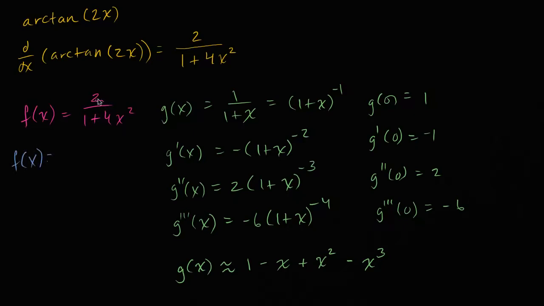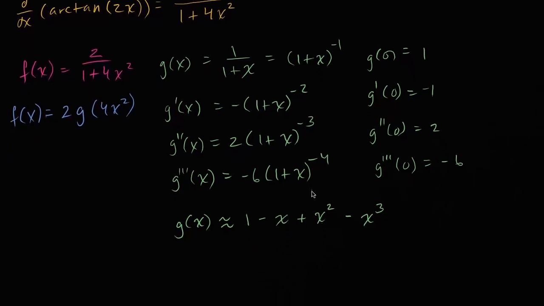Notice, f of x is 2 times g of 4x squared. Replace your x's with the 4x squared. You're going to have 1 over 1 plus 4x squared. And then you multiply that whole thing times 2, you get this thing right over here. And so, if f of x is equal to that, then f of x's power series representation is just going to be taking this power series, or at least the first 4 terms of it, and replacing the x's with 4x squared, and then multiplying the whole thing times 2.